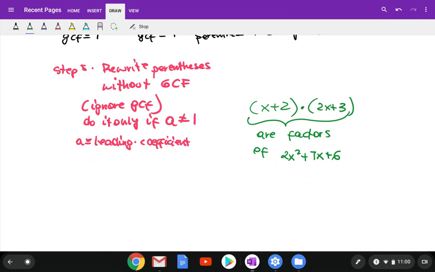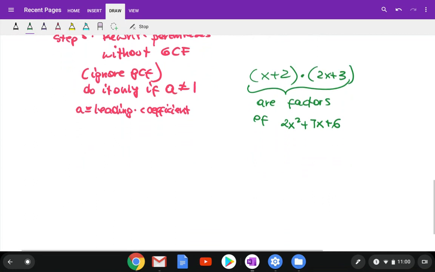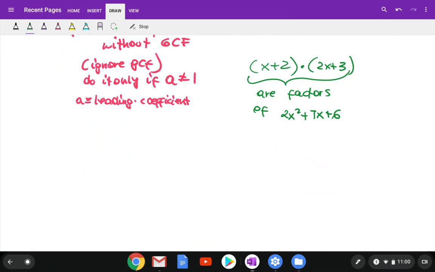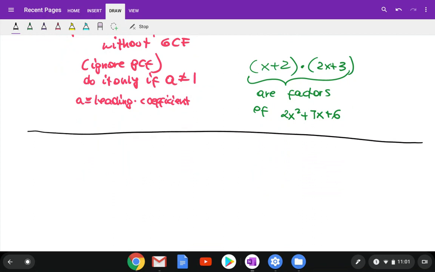I really like this method. Okay, if you guys will just follow those steps, I think it's one of the easier methods to factor. So let's do more. Let's do example 2. Let's practice. Okay, so in this section we're practicing the AC method.